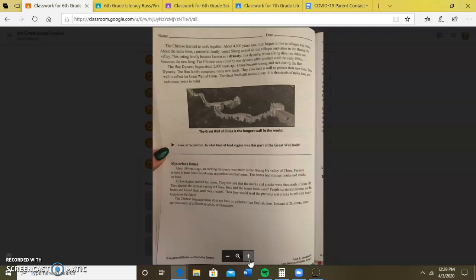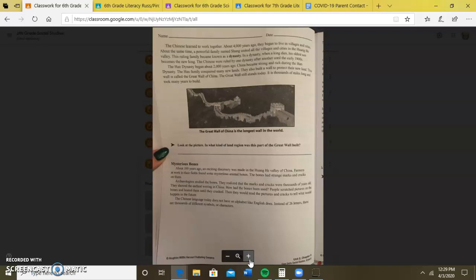We all know what a dynasty is. In a dynasty, when a king dies, his oldest son becomes the new king. The Chinese were ruled by one dynasty after another until the early 1900s. The Han Dynasty began about 2,000 years ago. China became strong and rich during the Han Dynasty.